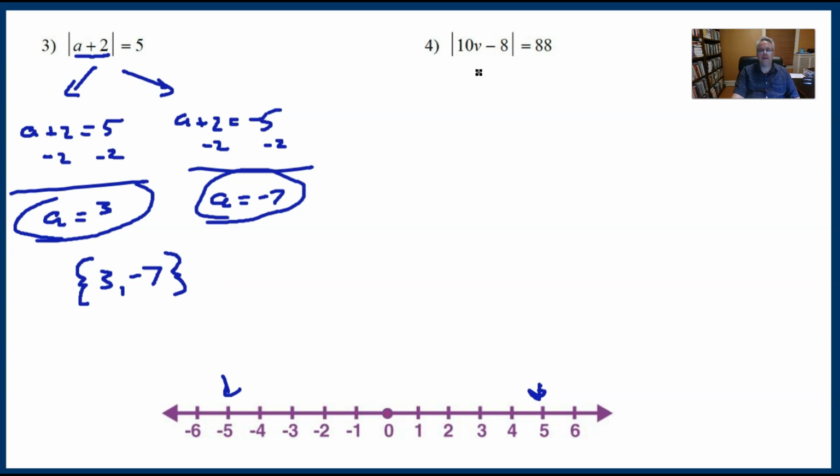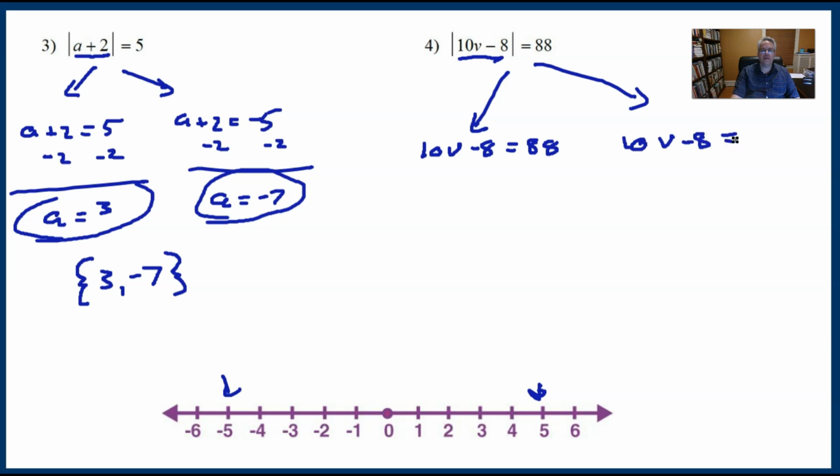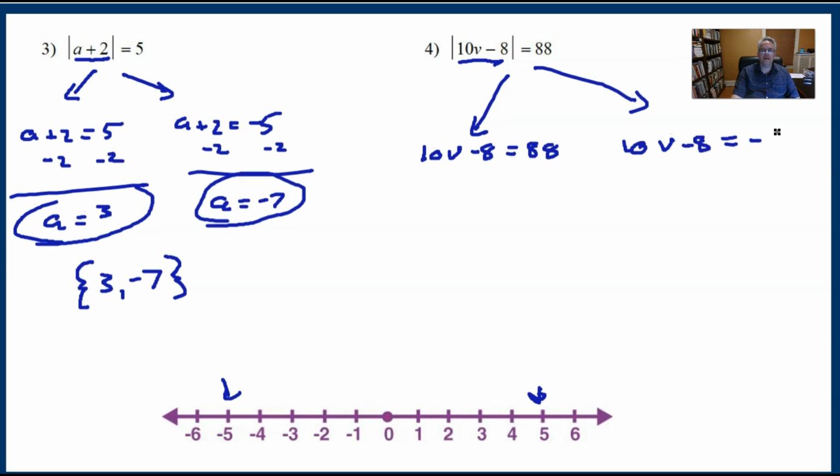Well, this is the same thing. Absolute value of 10v minus 8 is 88. So there's two things that 10v minus 8 could be. Either 10v minus 8 is equal to 88, or 10v minus 8 could be negative 88. Okay, so once we have our two possibilities and two equations, we just solve them.